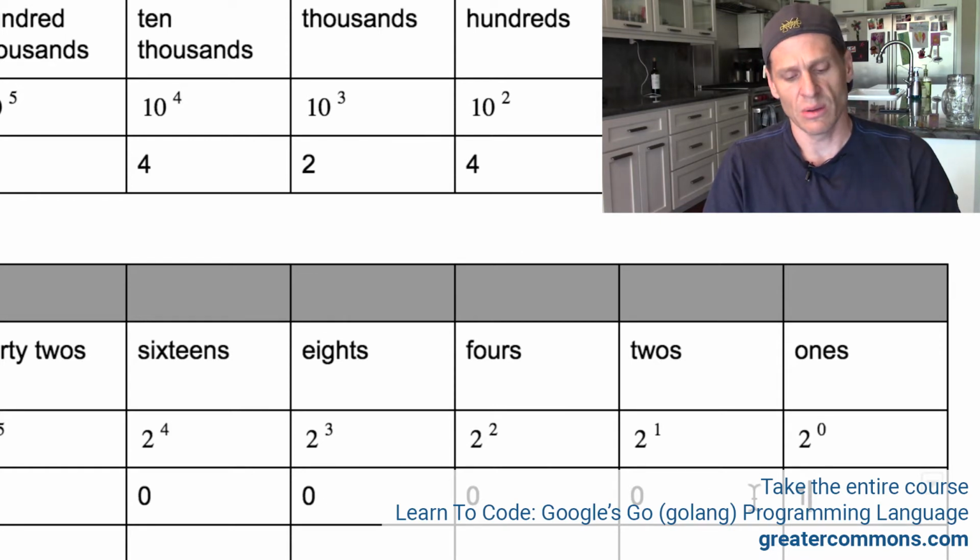Now the number 2, well I have 1 two, and I have 0 ones. Now the number 3, well I have 1 two, and I have 1 one. That's the number 3 in binary. Now the number 4 in binary. Okay, I got 1 $4 bill and I got 0 $2 bills and I got 0 $1 bills. That is the number 4 in binary.